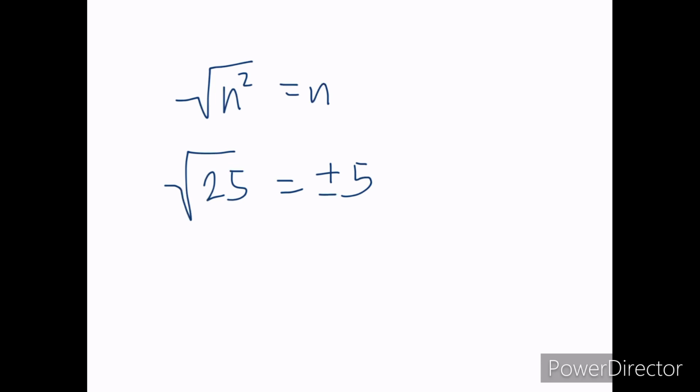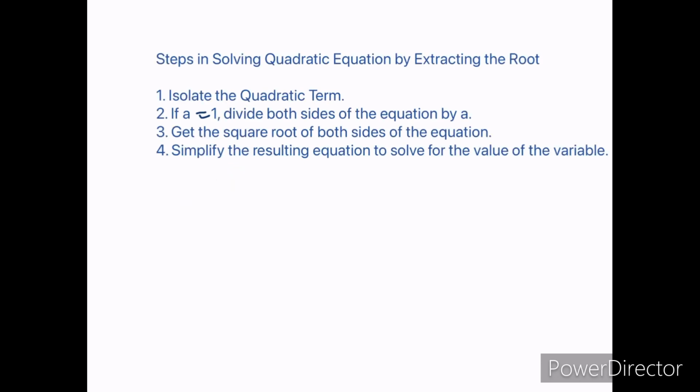There are steps in solving a quadratic equation by extracting the square root. First step, isolate the quadratic term. Second, after you isolate the quadratic term, if a is not equal to 1, divide both sides of the equation by a. Then, get the square root of both sides of the equation, and last, simplify the resulting equation to solve for the value of the variable. Let's try to apply it.